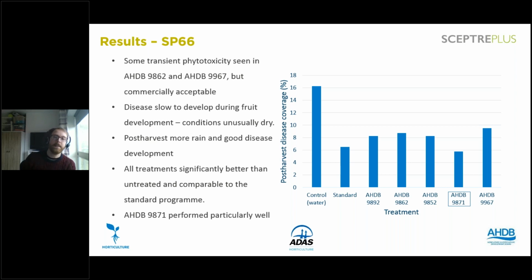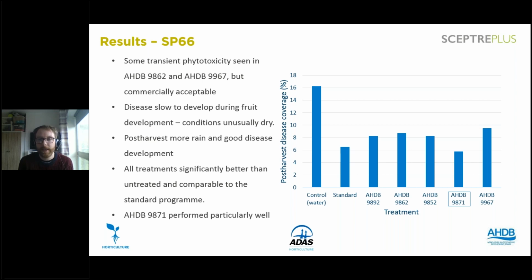The incidence data isn't shown on this graph. However, 9852, which is also another biological product, a plant extract, gave the lowest incidence level. So that reduced incidence from 95% in the untreated plots to 31%. And that was comparable to 40% in the industry standard. And with regard to severity and incidence, no product outperformed the industry standard, but they're all comparable to it.